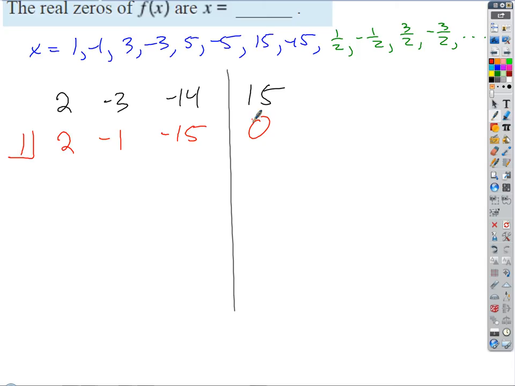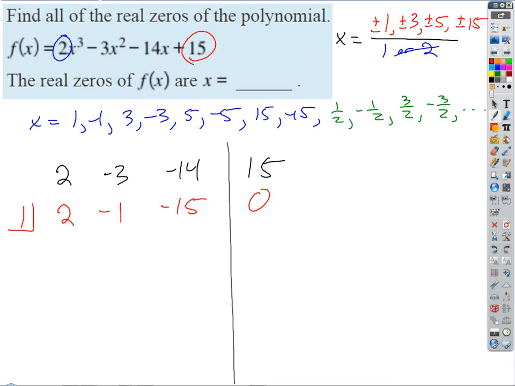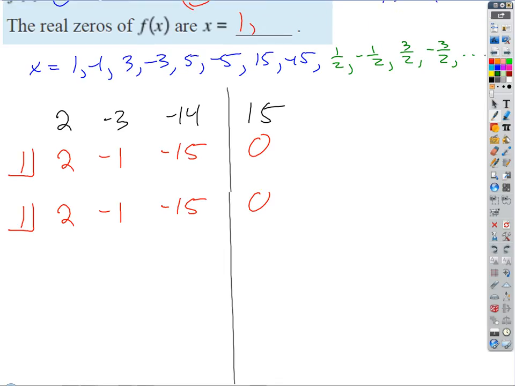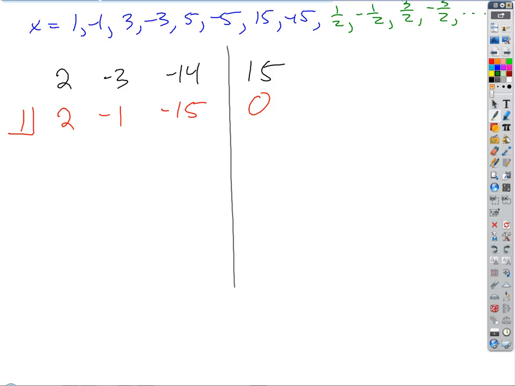So the fact that it worked, that's good. That means we found one of the real zeros we're supposed to list. 1 worked, right? So now we've got to find the other ones. The other ones are just going to come from this. So this is the box, the remainder box, which is 0. What is this telling us? What's the other polynomial factor?